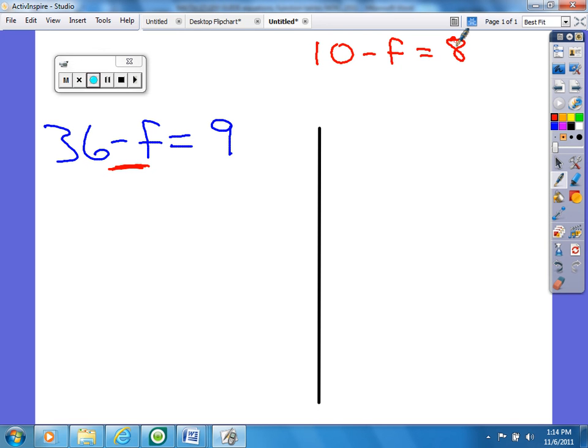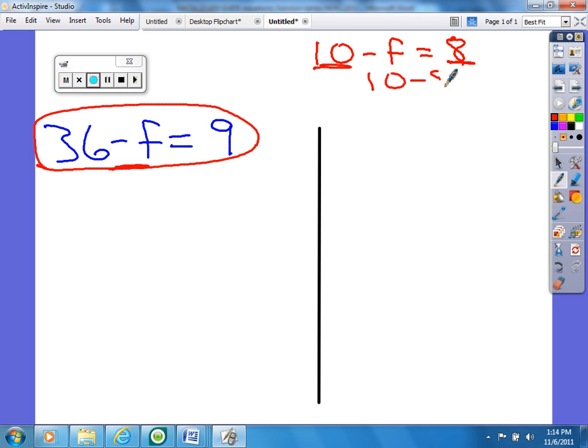10 minus what is 8? Well, 10 minus 2 is 8. The students say, you know what? I can do that in my head, but how can I do this one quickly to find out what F is? Well, in this case, if I find the difference between those numbers, I'm going to get 2.